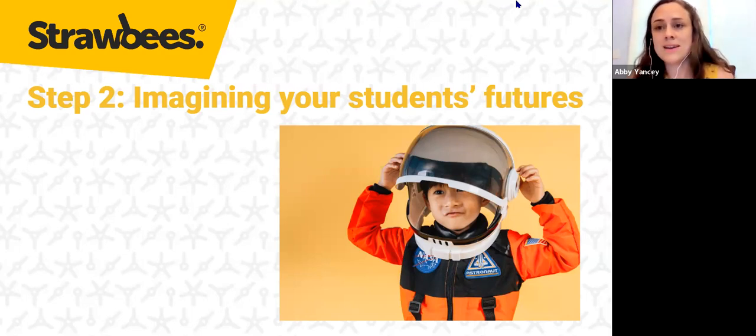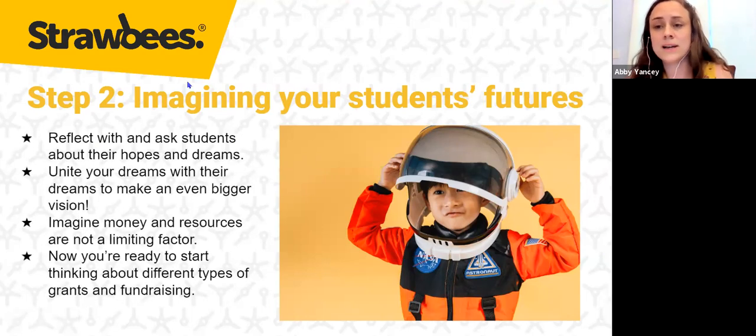So you're building empathy, and also interview your stakeholders, like your parents. What do they want and imagine for their kids' futures? Reflect with your students and ask about their hopes and their dreams. And when you get this trusting relationship going with your students and you're helping them to imagine their futures, you also unite your dreams with their dreams and make an even bigger vision. Definitely, as Sam mentioned, imagine that money and resources are not a limiting factor.